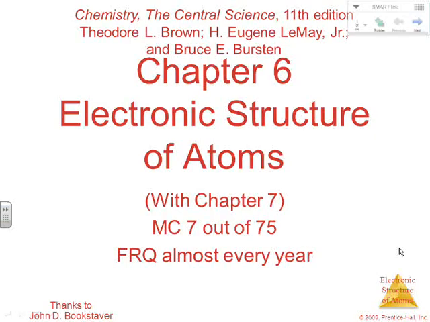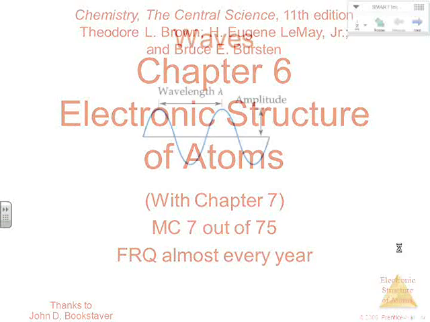Now, if you take a look at the ideas represented in these three chapters, 6, 7, and part of 21, what you're really looking at is, on a typical AP test, about 7 of the 75 questions represented by these ideas. And on the FRQ section, typically every single year you're going to get a question related to some of the material that we're dealing with in these three chapters. So what we're really doing is combining all the chapters relevant to understanding the atom into one general test. And today we're just going to be looking at the first three sections of Chapter 6.